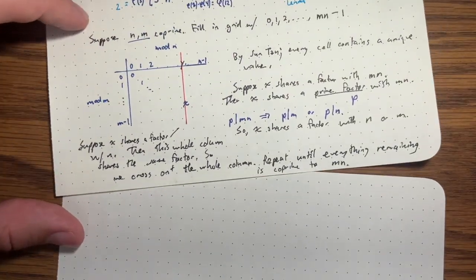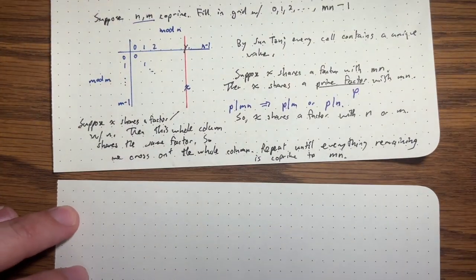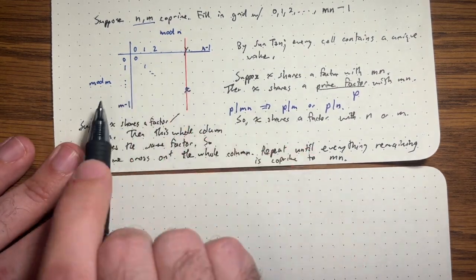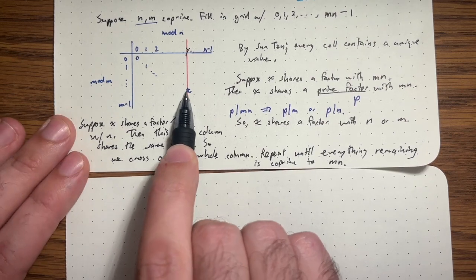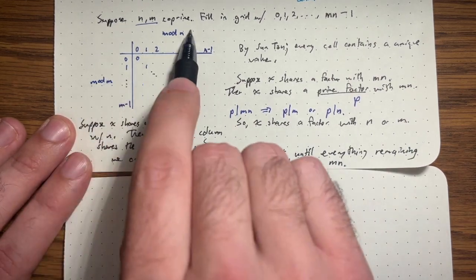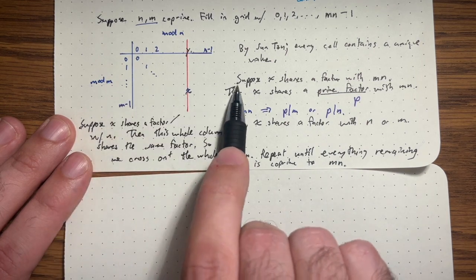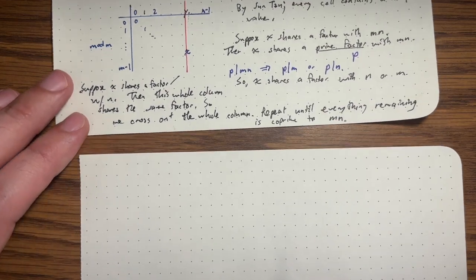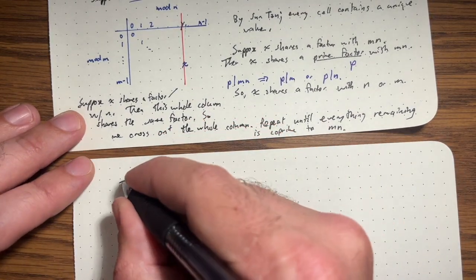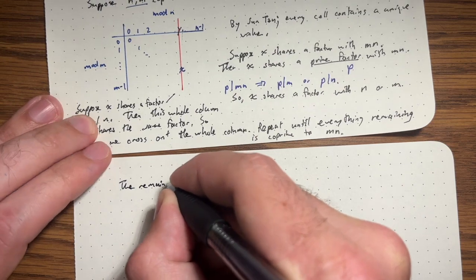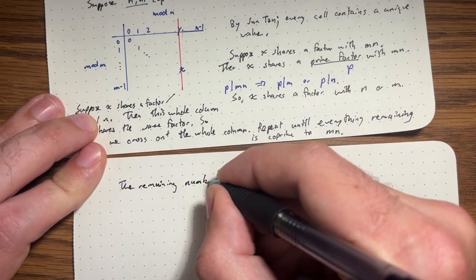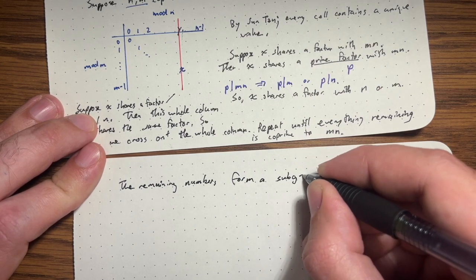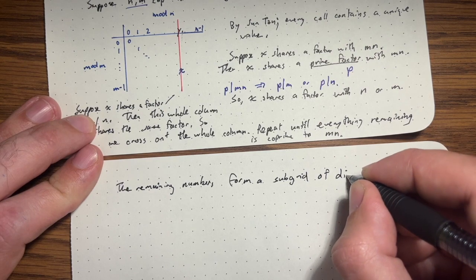Okay, so the key observation here is that any number sharing a divisor with n or m, well, if it shares a divisor with nm, it shares a divisor with n or m, and then it will belong to a wholly eliminated row or a wholly eliminated column. Okay. So the claim is that the remaining numbers form a grid, so a subgrid of dimensions.